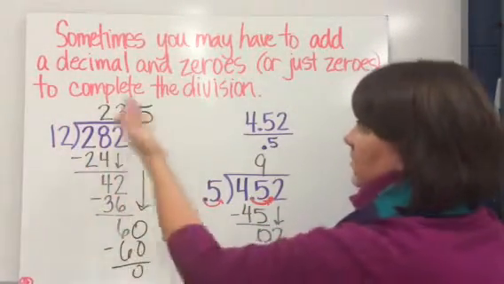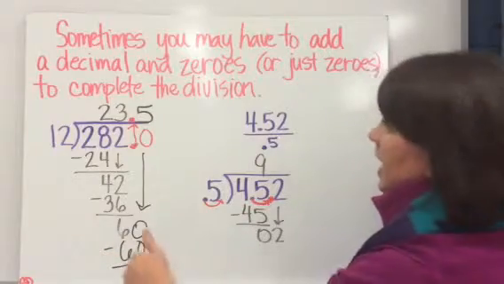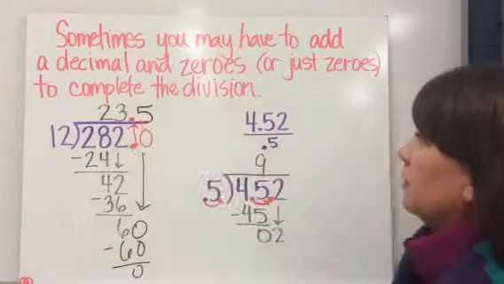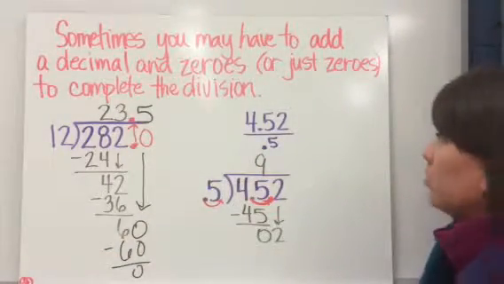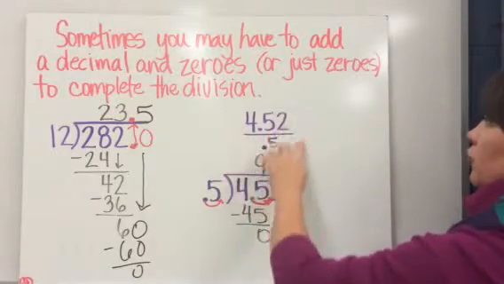12 goes into 60 5 times. 12 times 5 is 60. And I'm finished, not forgetting to bring my decimal straight up into my quotient. And here I have another division problem.